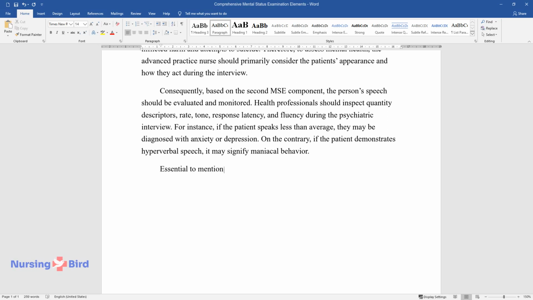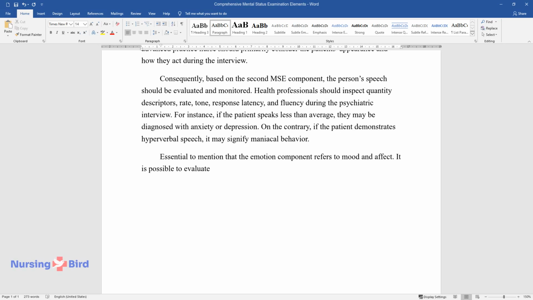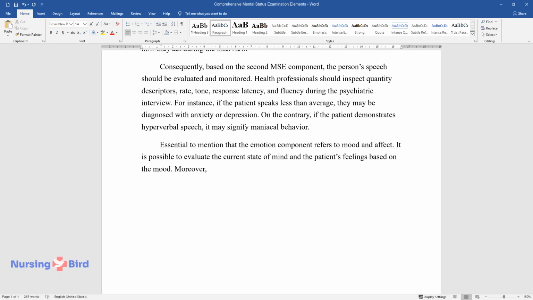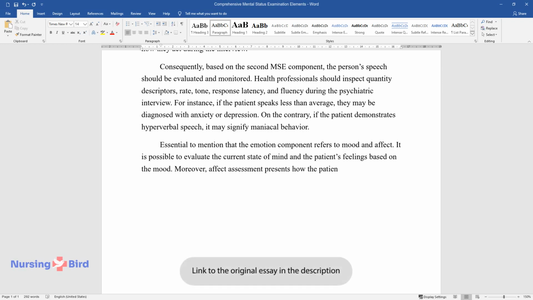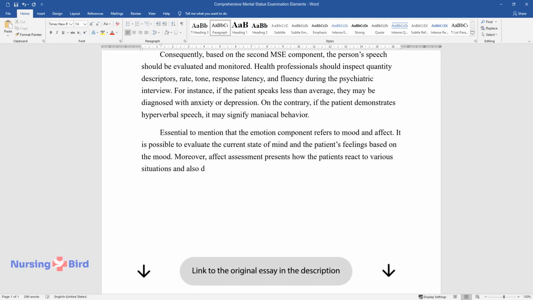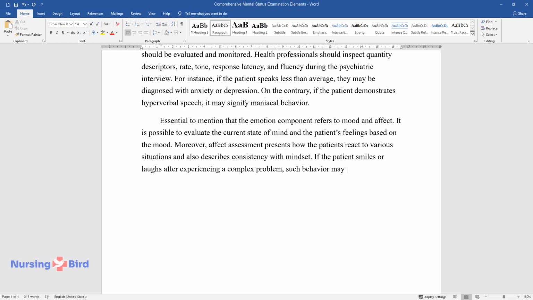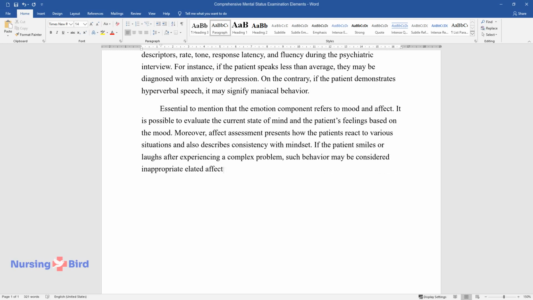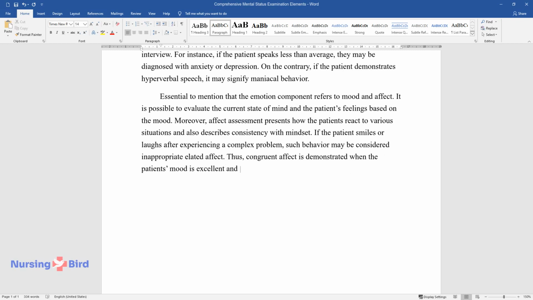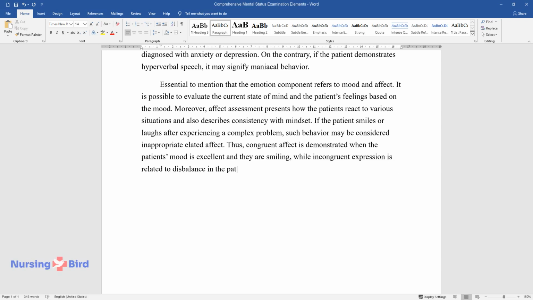Essential to mention that the emotion component refers to mood and affect. It is possible to evaluate the current state of mind and the patient's feelings based on the mood. Moreover, affect assessment presents how the patients react to various situations and also describes consistency with mindset. If the patient smiles or laughs after experiencing a complex problem, such behavior may be considered inappropriate elated affect. Thus, congruent affect is demonstrated when the patient's mood is excellent and they are smiling, while incongruent expression is related to disbalance in the patient's mood and actions.